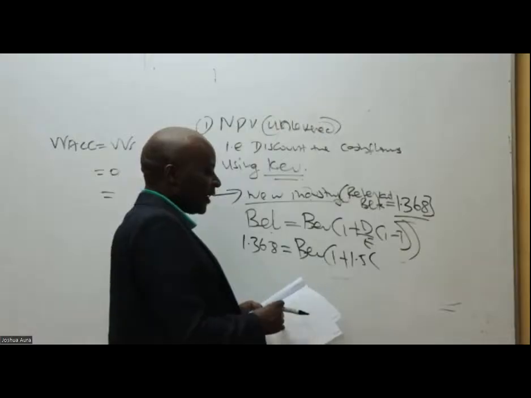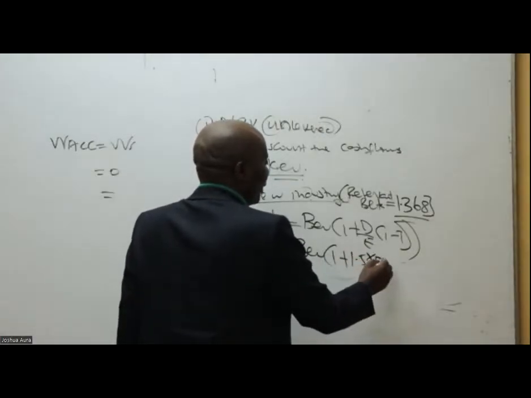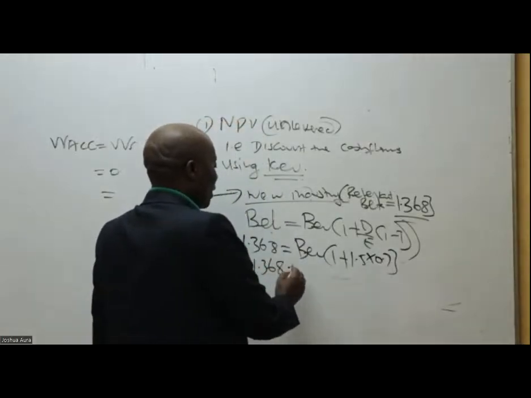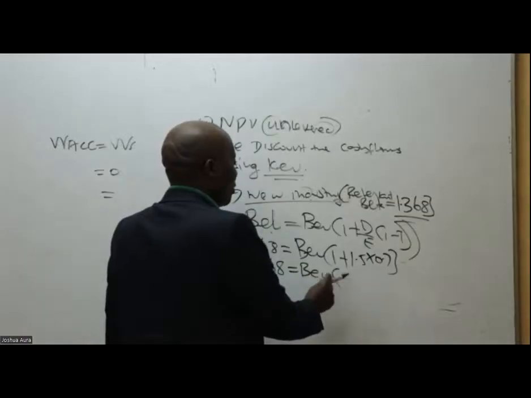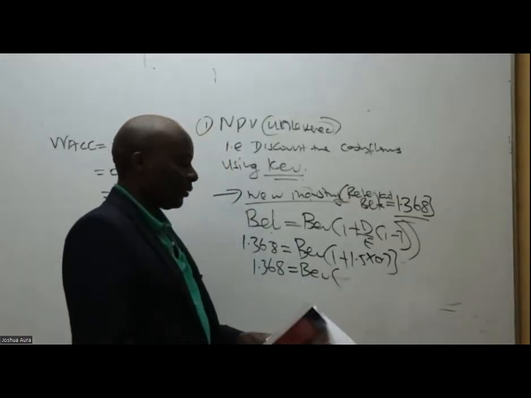The corporation tax rate is 30%. So if it's 30%, then this should be 0.7. So then 1.368 equals BEU times this and this. It gives me what figure?